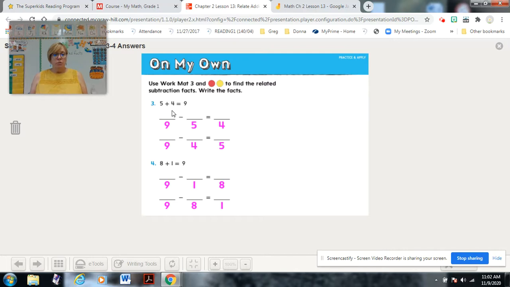Okay, so see here, they both began with 9. On this one, they subtracted the 5 first, and the difference is 4. On the second one, they chose to subtract the 4, and the difference is 5. So see how they just switched these? But the 9 was always first. Now for 8 plus 1 equals 9, again, starts with 9, and then they took turns subtracting and having the difference show, okay?